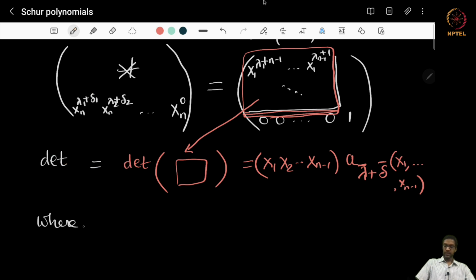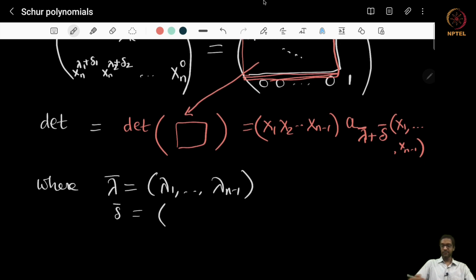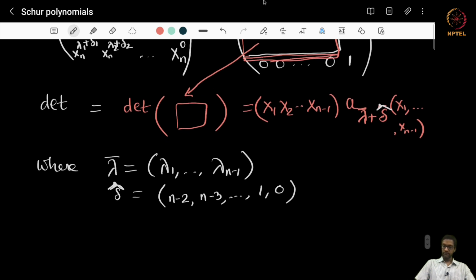Lambda truncated just means I forget the last component, I think of it as an n minus 1 tuple, and delta truncated is just the delta version. This is not truncated in the true sense of the word, this is the delta for n minus 1. So delta bar will be, I replace n by n minus 1 everywhere. Sorry, there's a mismatch of notation, so I'll call it delta hat maybe. Lambda bar is just the truncation, delta hat is not the truncation of delta, it is the delta vector corresponding to n minus 1 rather than n. Okay, now what does that mean?